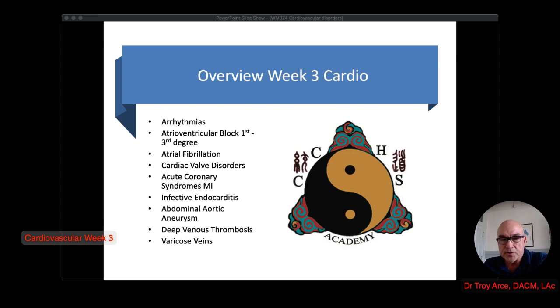This week we're going to cover arrhythmias, atrioventricular block, first to the third degree. Between arrhythmias, I think we're going to watch a 10-minute video. That way we can get a good understanding of how they diagnose certain diseases, but mainly a basic understanding of how the ECG works and what we're actually looking at.